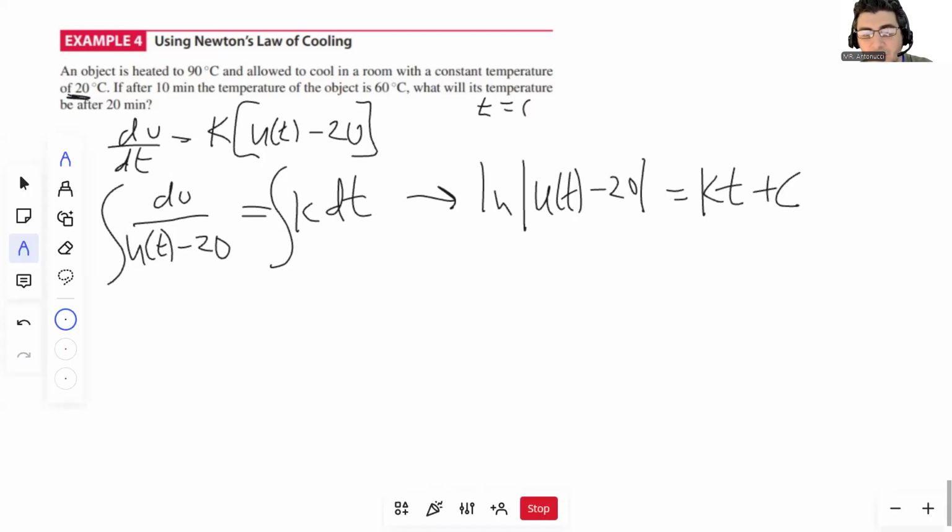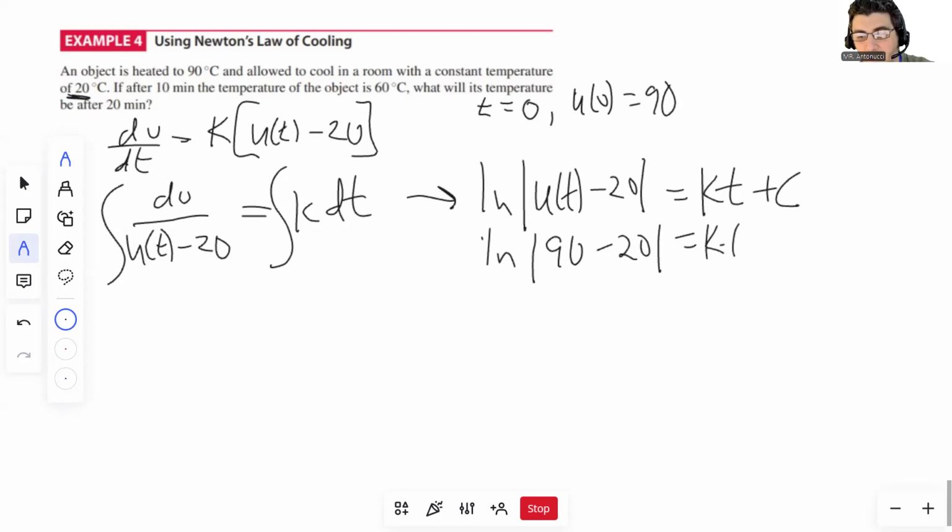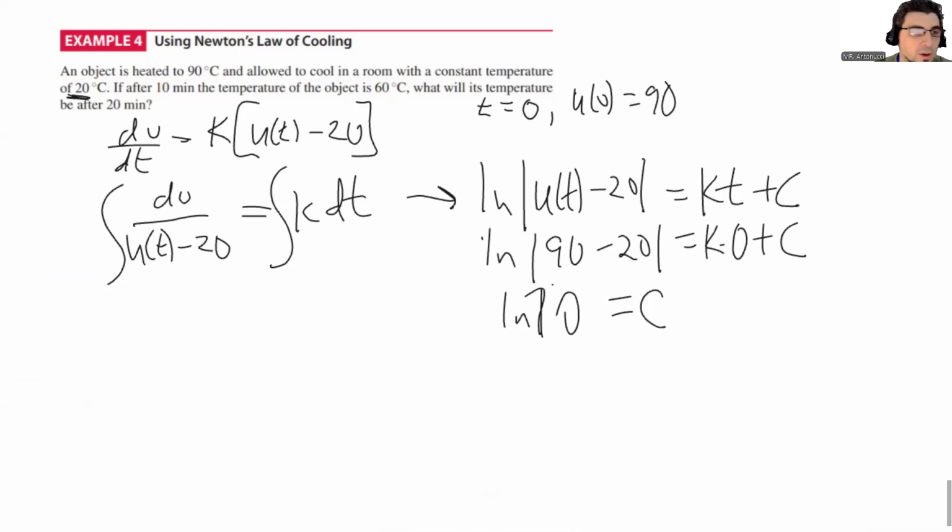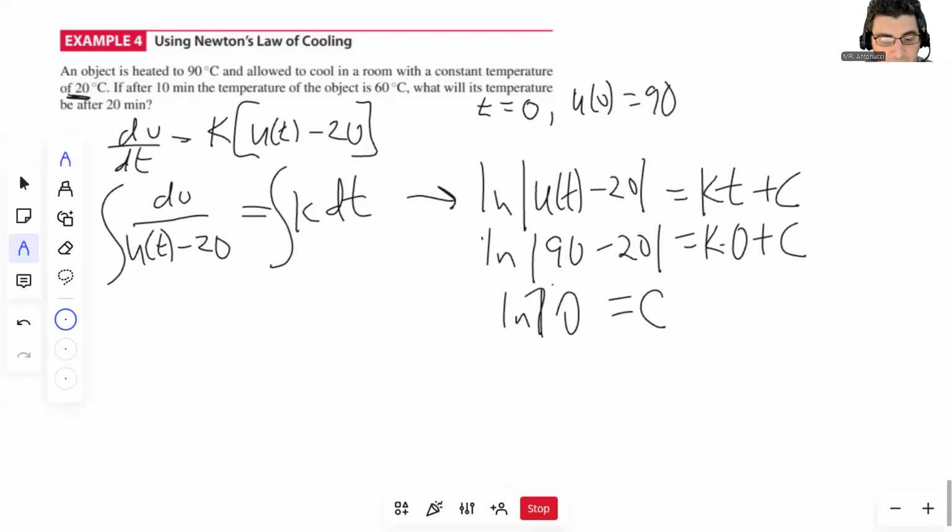Now, at this step, I can plug in the information. When the initial temperature was 90 degrees, so u of 0 is 90 degrees, this would be natural log of 90 minus 20 equals k times 0 plus c. So natural log of 70 equals c. Now, that just gives us the value of c for our situation. So then we can rewrite our equation: natural log absolute value of u of t minus 20, minus natural log of 70, equals kt.